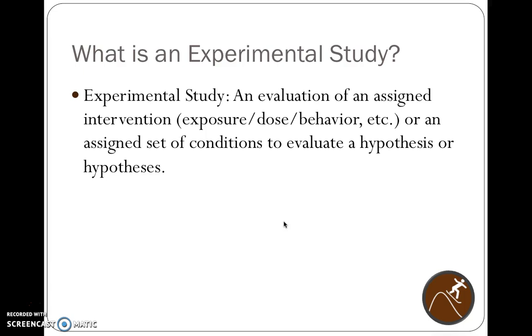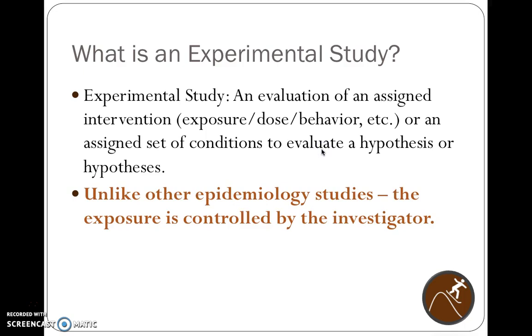So what makes something an experimental study? Well, an experimental study is an evaluation of some sort of assigned intervention, an exposure, or maybe a dose, or we maybe assign some sort of behavior. And then we have maybe an assigned set of conditions, and then we evaluate a hypothesis or hypotheses. Did we increase or decrease the outcome of interest? That kind of stuff.